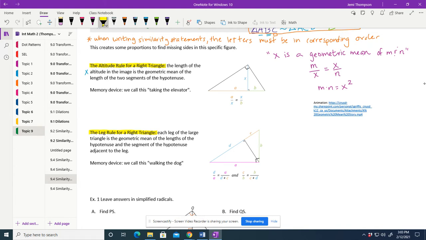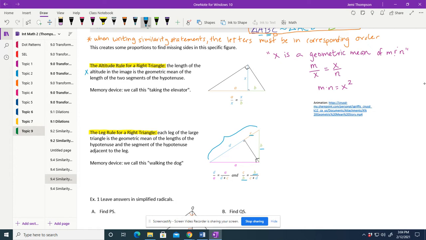So each leg, let's start with just any leg. Each leg, like B, is the geometric mean of the lengths of the hypotenuse and the segment of the hypotenuse adjacent to the leg.